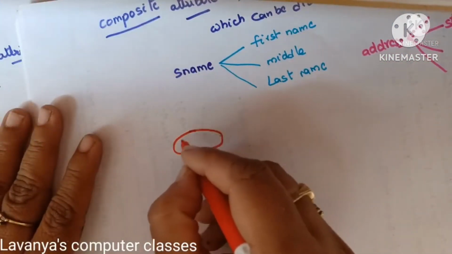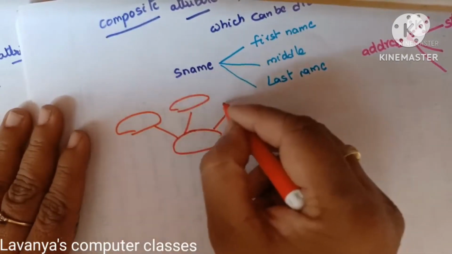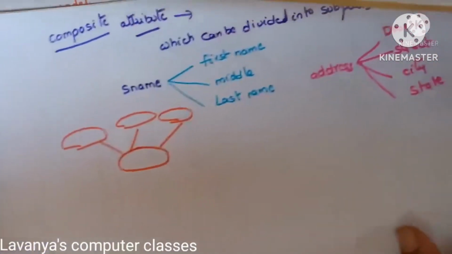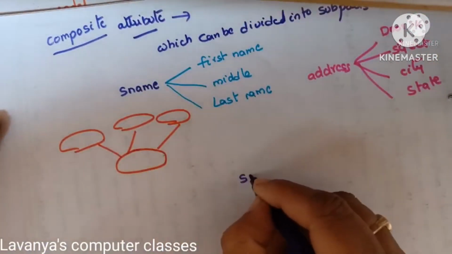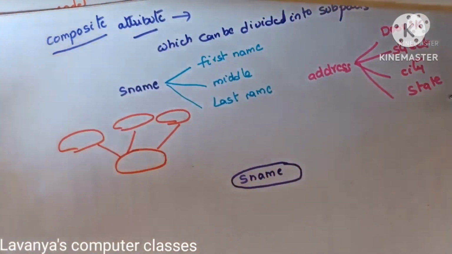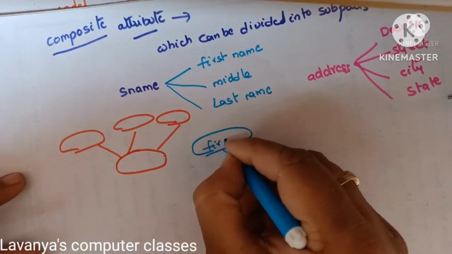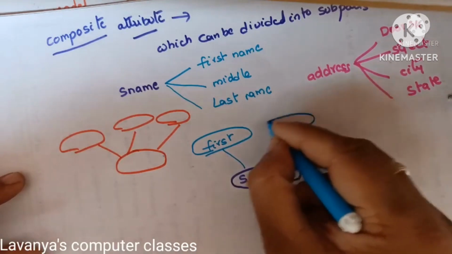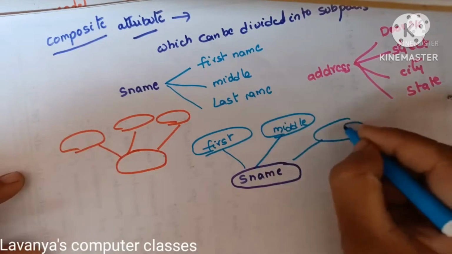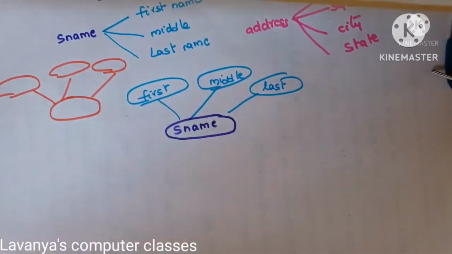Which symbol is used for representing a composite attribute? This is the symbol: a simple attribute ellipse, and for however many parts it can be divided into, you put that number of ellipses above that attribute. For example, to draw the S name composite attribute, put S name in the simple ellipse, then keep all its parts above that ellipse: first name, middle name and last name. This is the example for a composite attribute.